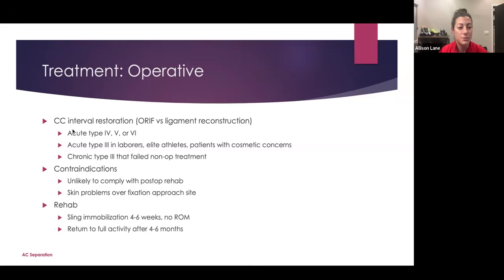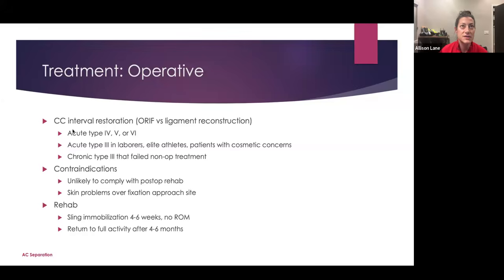So then we talk about the operative management. So you can have an ORIF versus a ligament reconstruction, but really what we're trying to do is restore that CC interval and improve stability. So for these, the acute type 4, 5, and 6. But then we also want to consider type 3 in people who are very active and use their arm pretty heavily. So our elite athletes, our laborers, and then obviously people who don't like the giant bump on their shoulder. And then you can also do, if those type 3s who you tried conservatively failed, you could go back to operative afterwards.